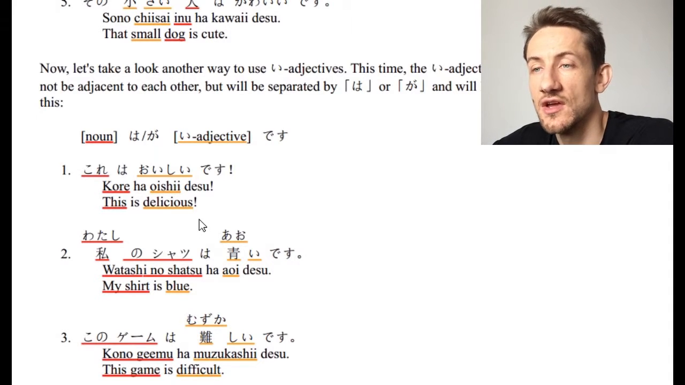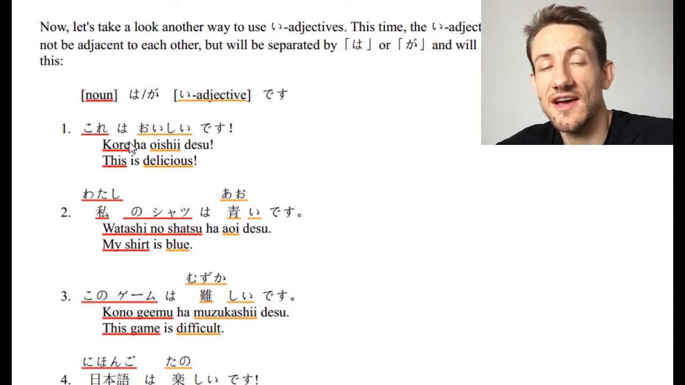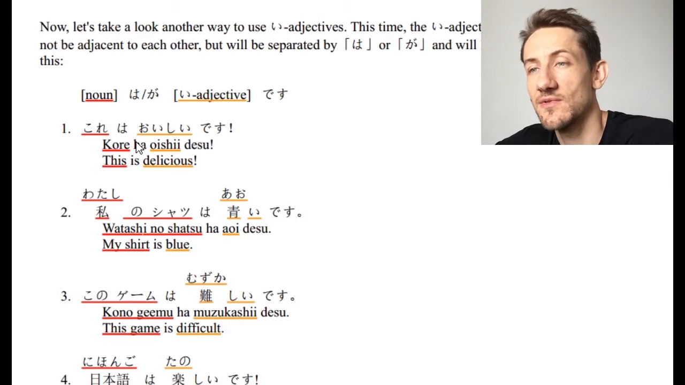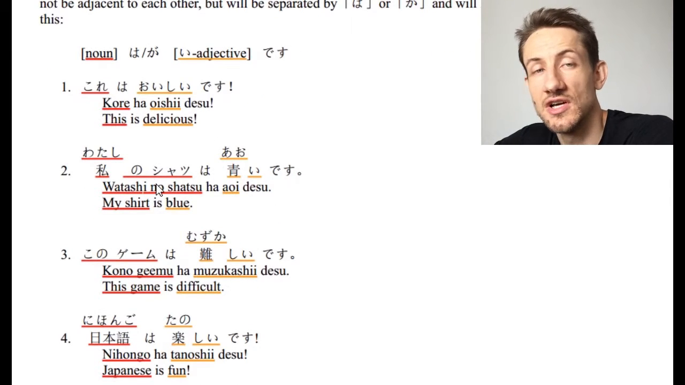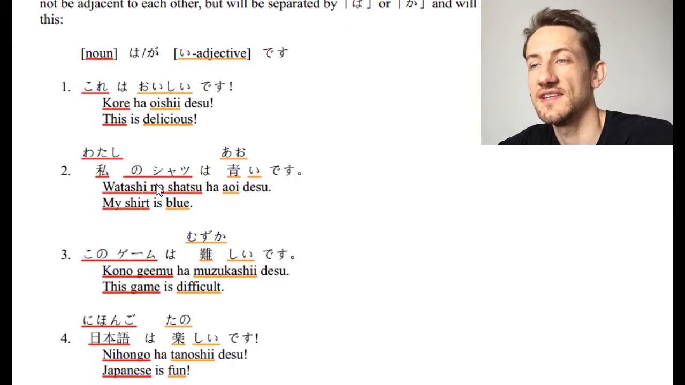So number 1, これはおいしいです。This is delicious. Please notice that the noun and the adjective are separated, so we can describe これ, this thing, as being delicious. And number 2, 私のシャツは青いです。My shirt is blue.